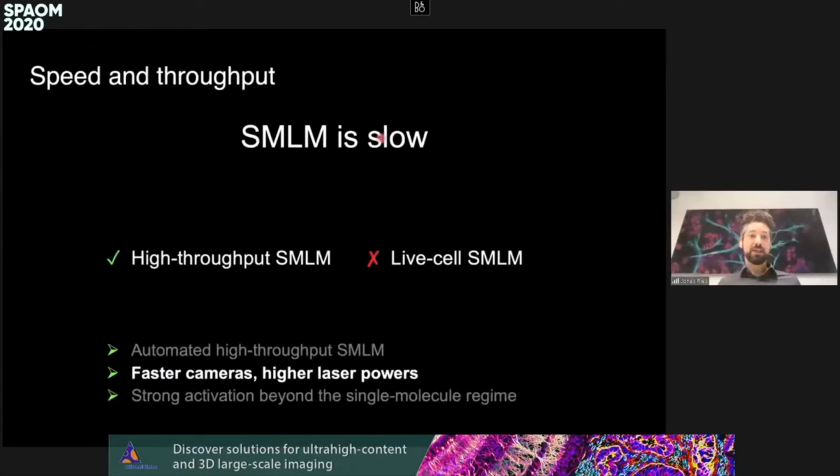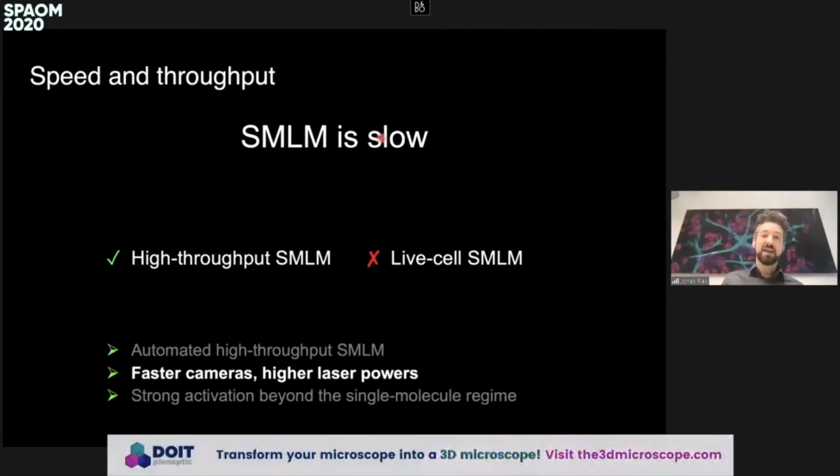So clearly, high throughput or automated microscopy can be very useful because having your microscopes run around the clock produces an immense amount of data. However, it doesn't help us with the second point, the live cell localization microscopy, because we could not increase the speed of a single measurement. So for this, we now tried what actually many groups tried before us, and that is to just increase the imaging speed, to take the required frames in a much shorter time by using faster cameras and higher laser powers.